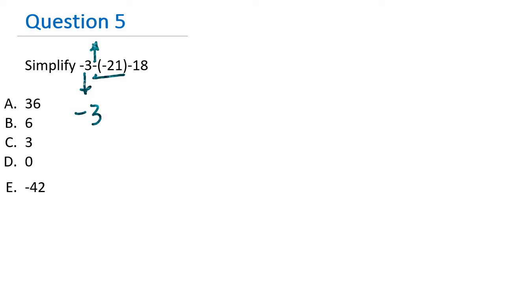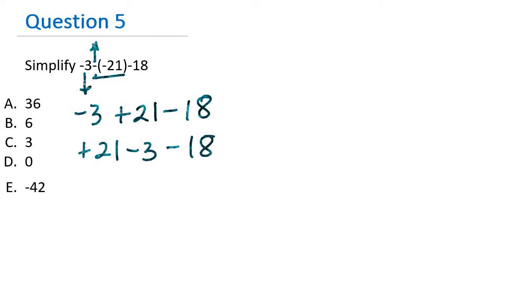What you have inside the bracket is -21. So minus times -21, minus times minus is plus. It will give us +21 minus 18. I can rearrange this so that the negative values can be together, okay? So it will give me +21 minus 3 minus 18. Okay, so 21 minus 3 will give me 18. Then 18 minus 18 is equal to 0, which is D.